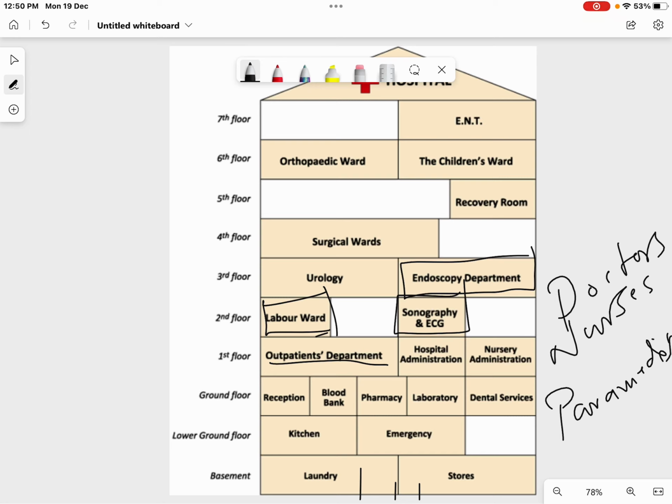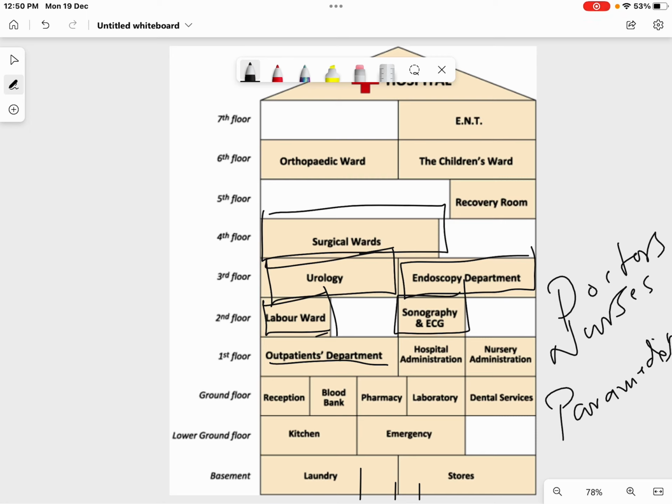Urology is for treating the kidney-related disorders, right? Or urinary tract-related disorders. Surgical wards is where patients who require surgery or are recovering from surgery are kept, and this is often associated with the OT or the operation theater. And this is where all the surgeons are, okay? The surgeons who are performing the surgery on patients.